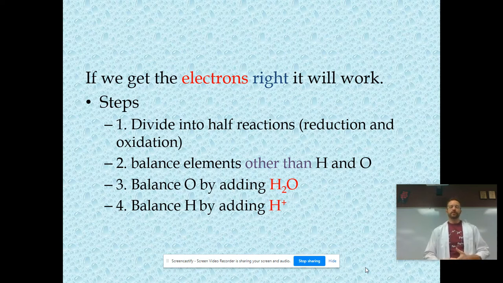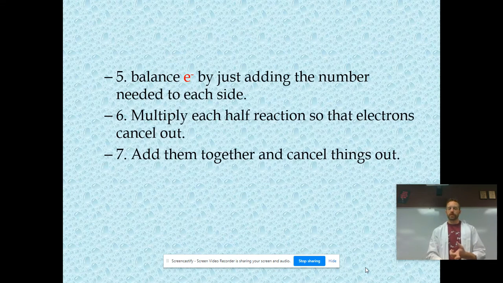So if you haven't already, grab your book or pause me and look at the steps to balance, because it's a little different than just saying, hey, balance your nitrogen, balance your oxygens, and you're good to go. It's a more step-by-step process, but it works well. Your basic steps are: divide into half reactions, balance everybody other than hydrogen and oxygen, balance your oxygens with water, balance your hydrogens with H+, balance your electrons, and then multiply your half reactions to get least common multiples of electrons, and then you add stuff together and cancel them out.